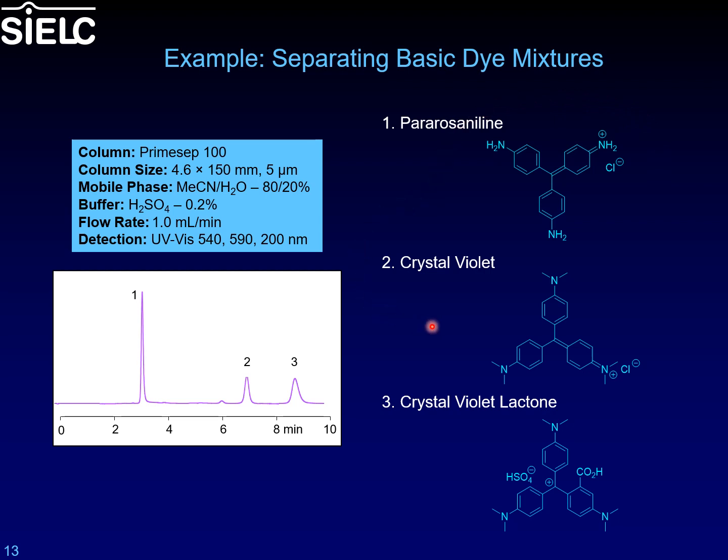Crystal violet is the second compound to elute, because now the amino groups, including the ammonium ion, are containing two methyl groups. And the crystal violet lactone is the final compound to elute. This is because even though it contains the same methylated amino groups, it now contains a carboxylic acid group, giving it a greater degree of weight and retention on the column.